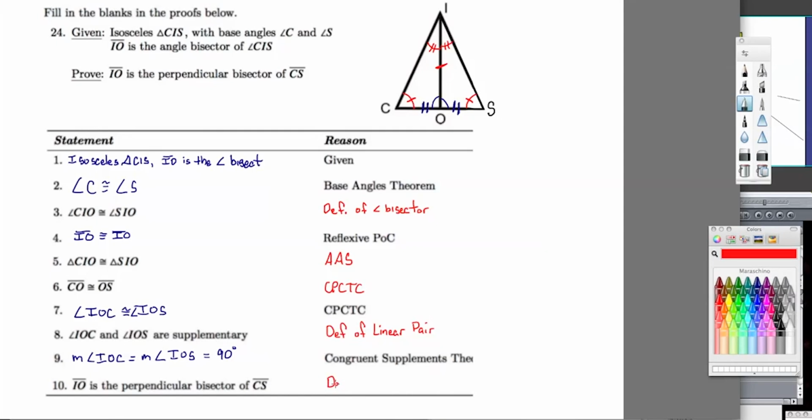Seems like we're writing a lot of steps here for these reasons, but that's what we do. So segment IO is a perpendicular bisector. That's the definition. We've already proven that it bisects CS and that the angle is 90. So that's the definition of perpendicular bisector.